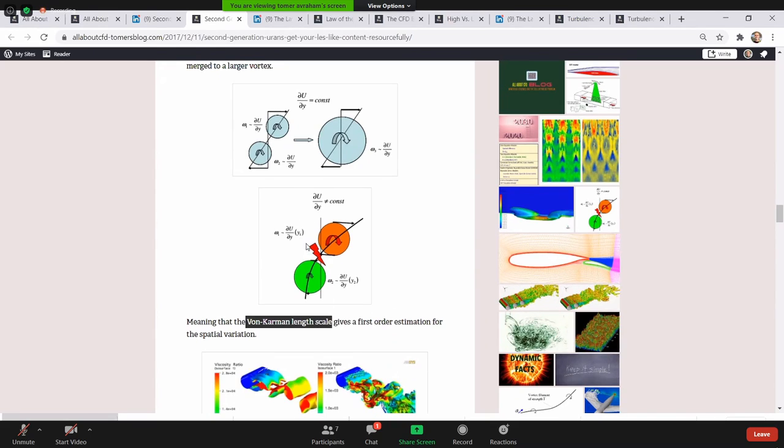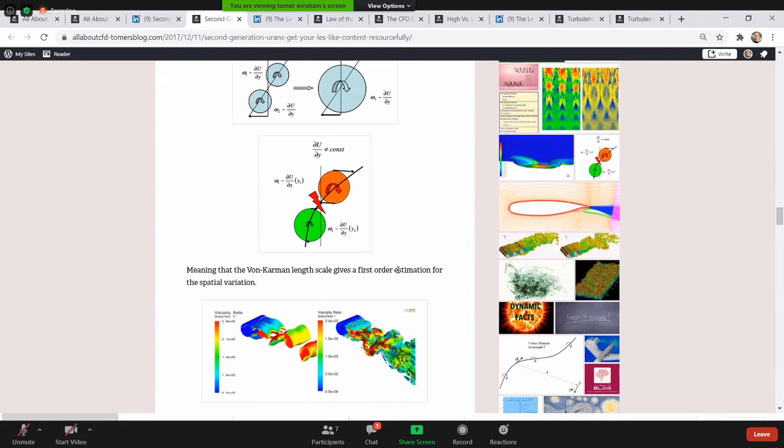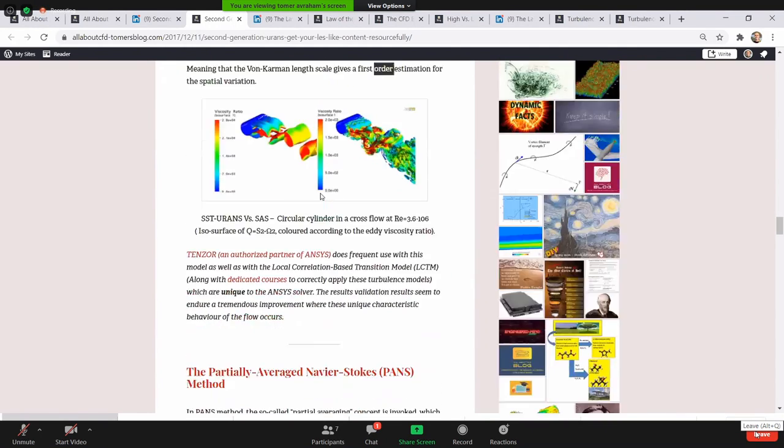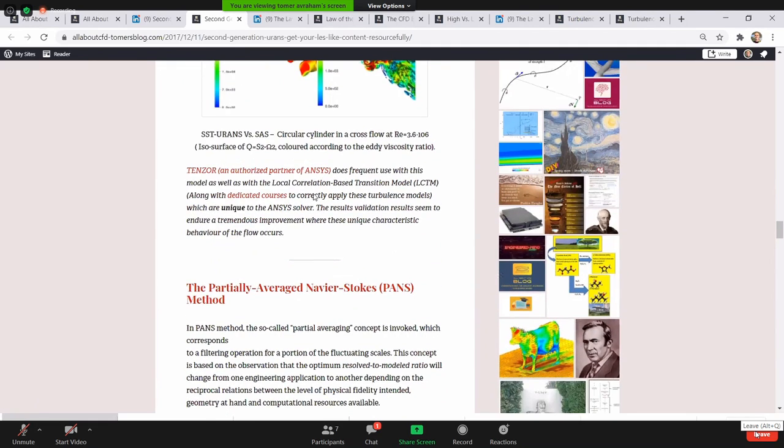It depends on the von Karman length scale, which prevents the eddies from reuniting till the size of the shear layer. But I don't think it means anything. I mean, there is no proof that the content that is shown here is something that is either like large eddy simulation or something like that.